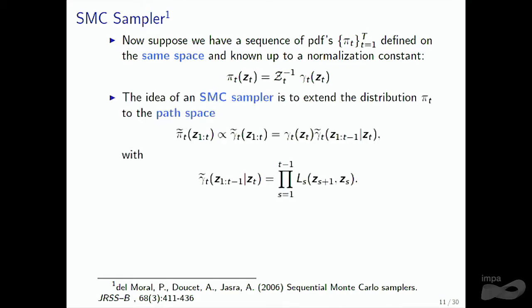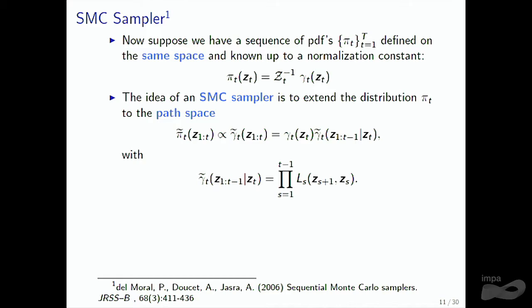And the idea of the SMC sampler, which was introduced by Pierre Del Moral, Arnaud Doucet, and A. Jasra in 2006, is to construct, from this sequence of distributions, a sequence of distributions on the path space. Okay, so the way to construct the sequence of distributions on the path space is to start with the distribution you want and multiply it by a conditional density.